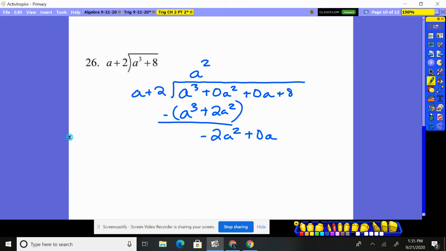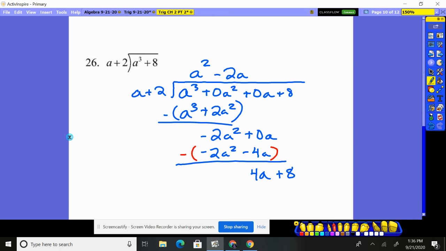Start the problem all over again. A times what gives you negative 2a squared? Negative 2a. Negative 2a times the a, negative 2a squared. Negative 2a times the 2, minus 4a. It's just a process. Now I'll subtract the whole thing. Negative 2a squared minus negative 2a squared, that changes to plus, so it goes away. 0a minus a negative 4a changes to plus 4a. And 0 plus 4a is 4a.